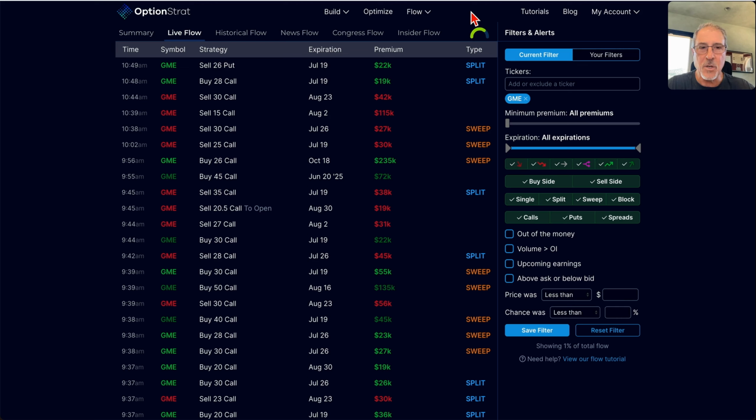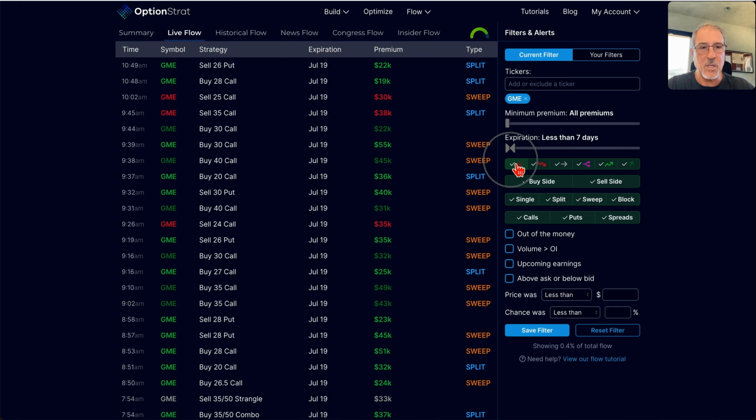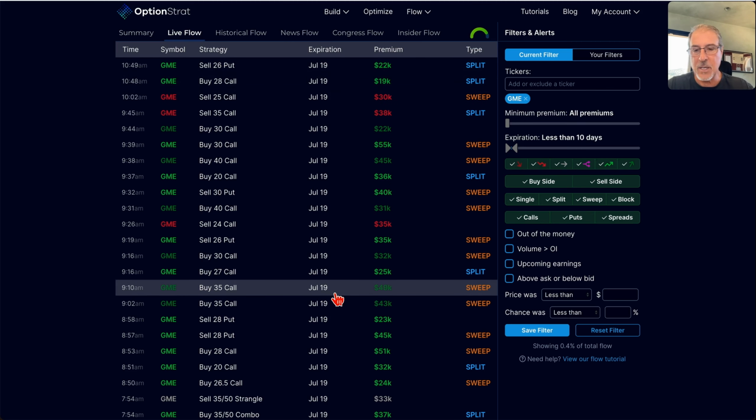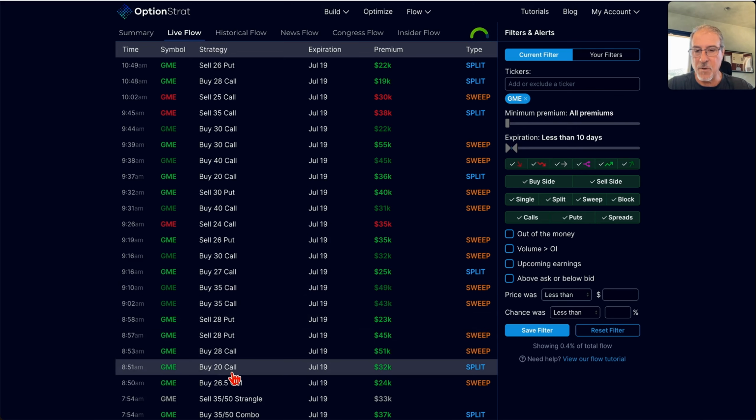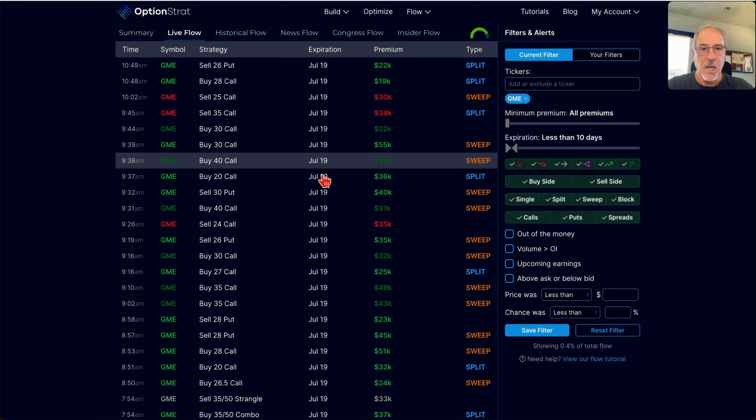But what I want to do is narrow this down. I only want to look at upcoming expirations in the very near future. Let's just go out like 10 days, for example. And I can see within the 10-day window, it's very bullish. So this is going to be your July 19th expirations and then next Friday's expirations as well. And what's really interesting here is we look at some of these numbers by the 35 call, I think, or 40 call.